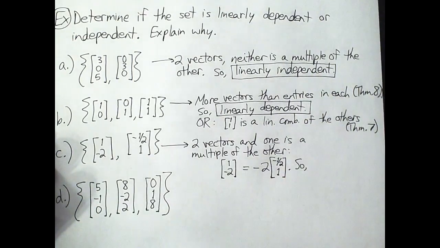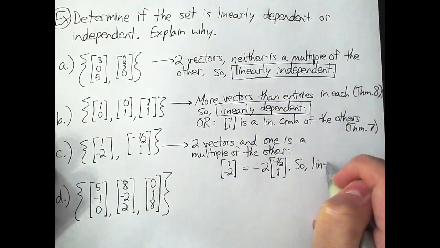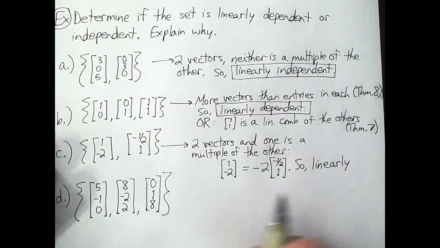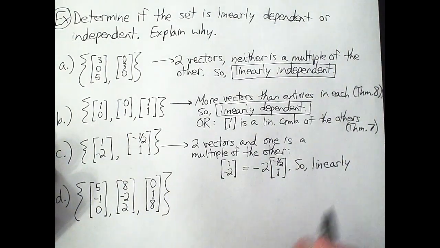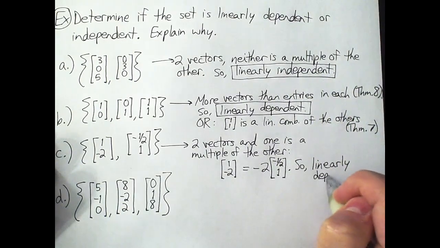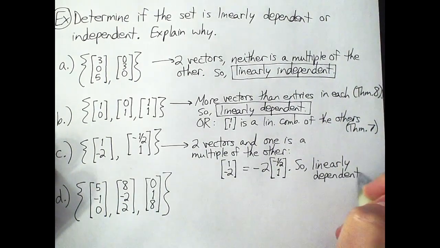And what's the conclusion, right? Don't forget to write the conclusion. And make sure you write the correct conclusion. What do we conclude from 2 vectors where one is a multiple of the other? That means that the set is linearly dependent.